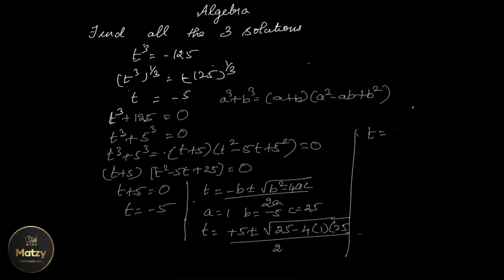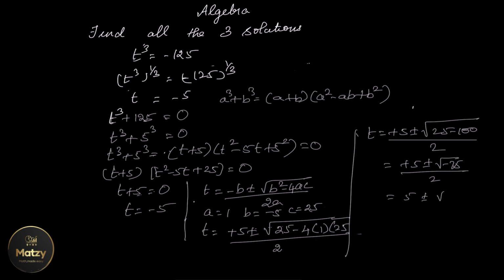t is equal to plus 5 plus or minus square root of 25 minus 100, by 2. So t is equal to plus 5 plus or minus square root of minus 75, by 2. So 5 plus or minus square root of 25 into minus 3, okay, that is by 2. That is 5 plus or minus 5 into root 3i by 2.